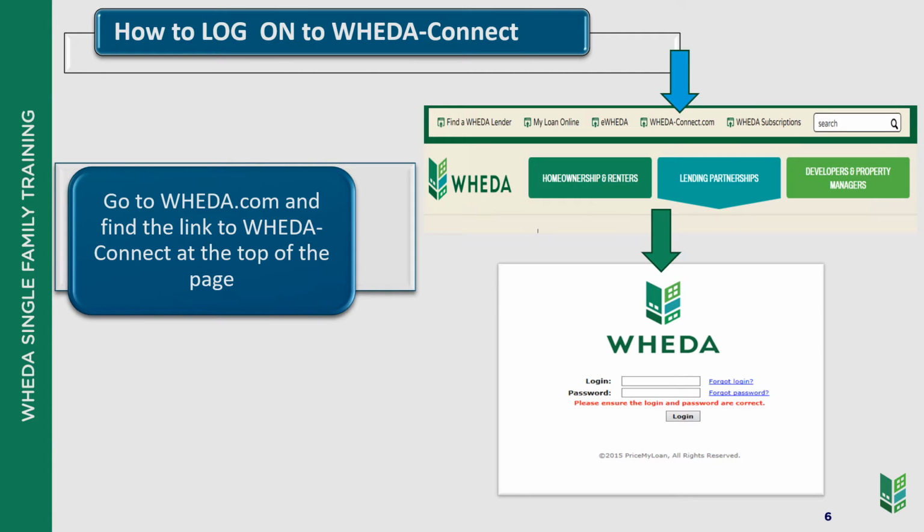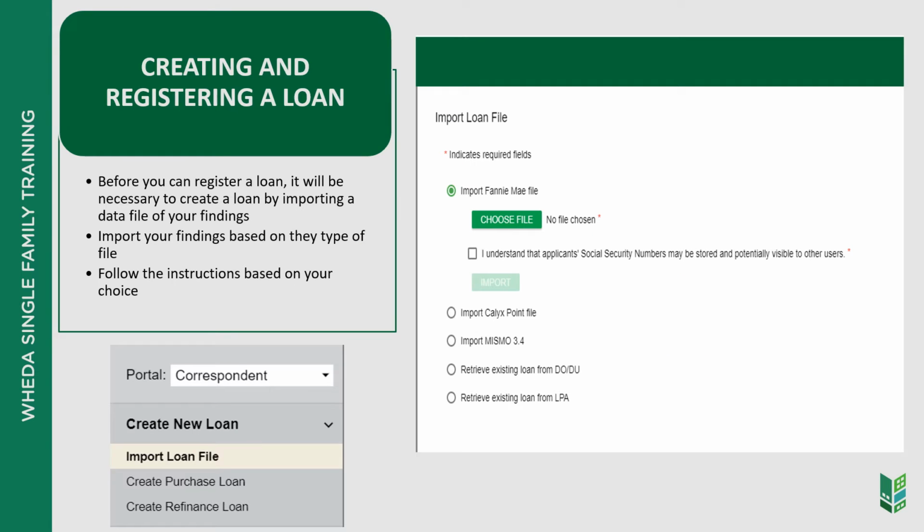Once you have run your findings, you will want to log in to WHEDA-Connect to register your loan. By going to www.WHEDA.com, you can find the link for WHEDA-Connect on the top of the page. Click on the link and input your username and password. Once you are logged in, you will start the process of creating your loan. You will do this by importing your loan findings and credit profile.